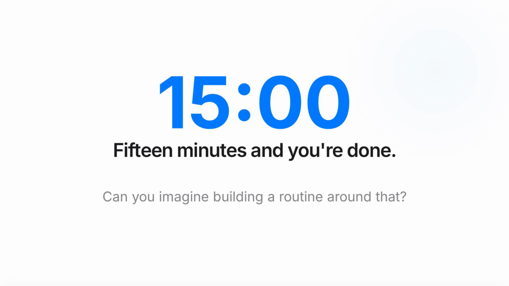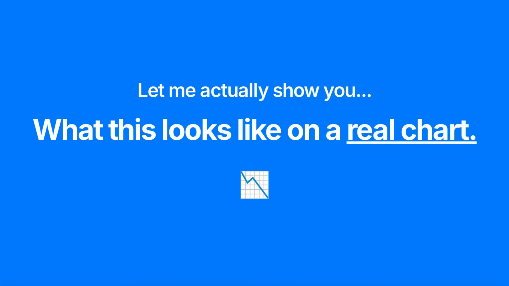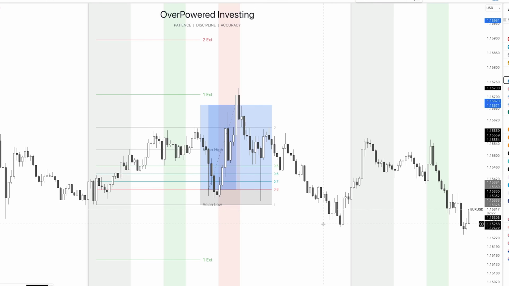Can you imagine building a trading routine around that? Now, I don't want you to just take my words for this. Let me actually show you what this looks like on the real charts. Okay, folks, let's break down a couple of examples on the real charts. This is EUR/USD on the 15-minute time frame.